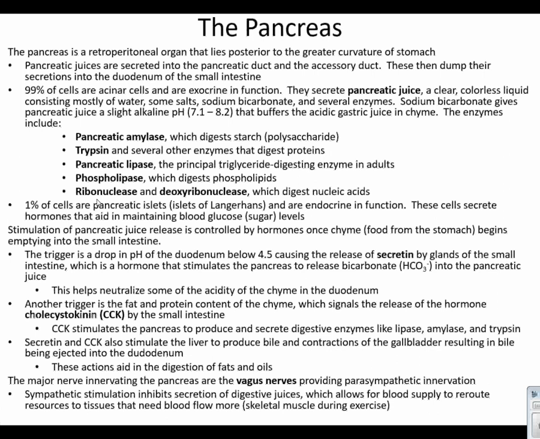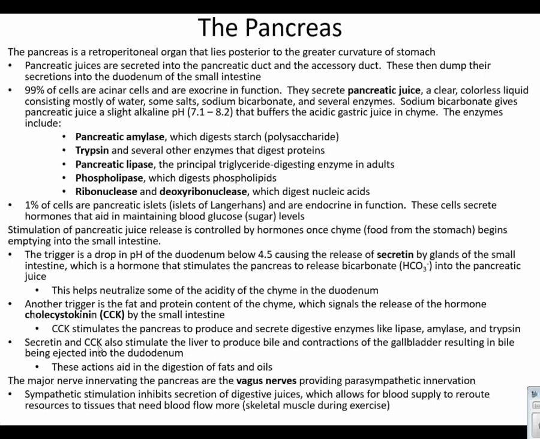Another trigger is the fat and protein content of chyme, resulting in the release of cholecystokinin, CCK, from our small intestine. CCK stimulates the pancreas to produce and secrete those enzymes that we just talked about. Both secretin and CCK also stimulate the liver to produce bile, which is a very important fat-digesting chemical. I'll talk more about it in a second.